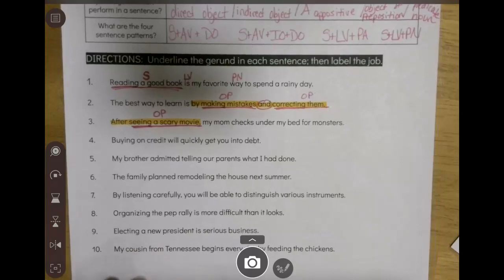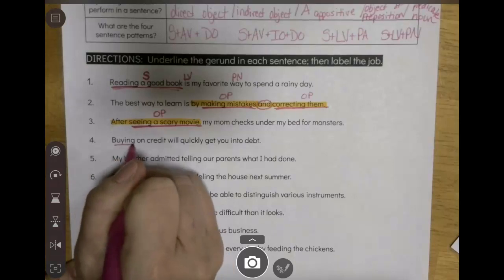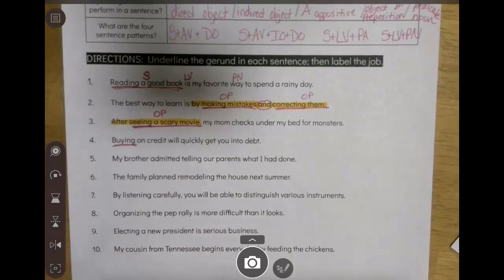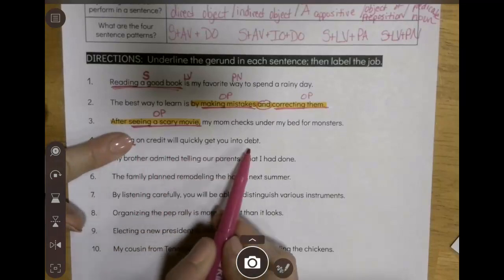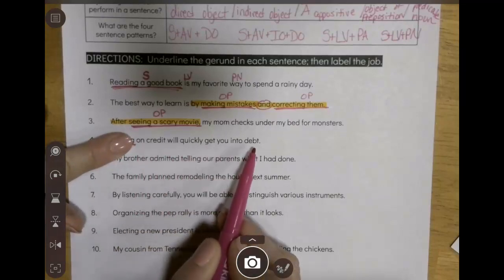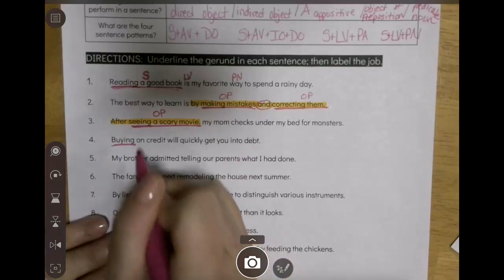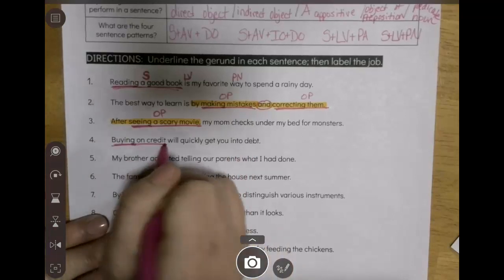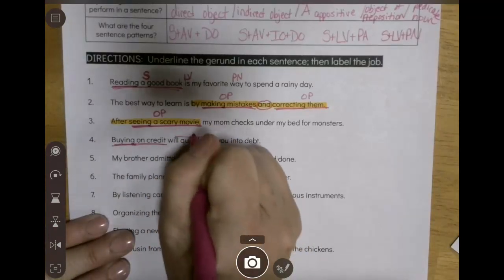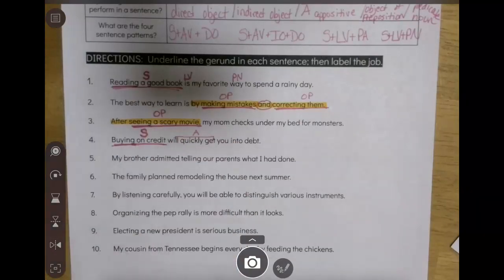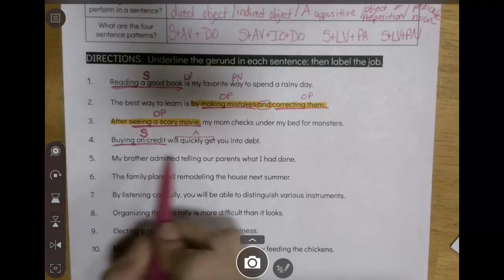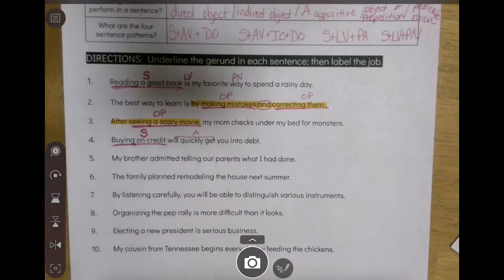Number 4, buying on credit will quickly get you into debt. So I see buying is my gerund here. Now I'm going to cover that up and see, is on credit will quickly get you into debt. That doesn't really make sense. Buying on credit will get, there's my verb. So buying on credit is the subject of that sentence. It tells what will quickly get you into debt.